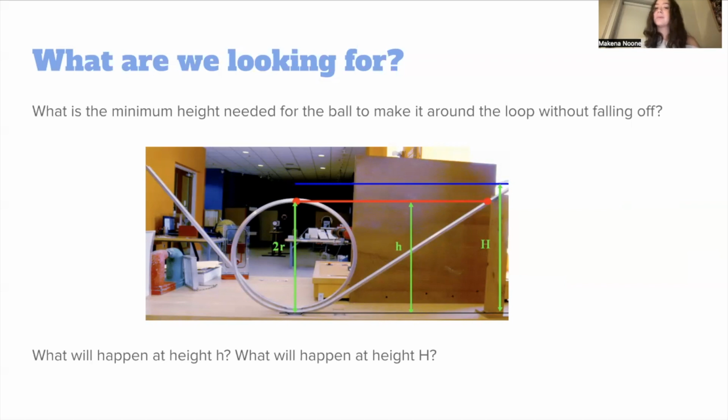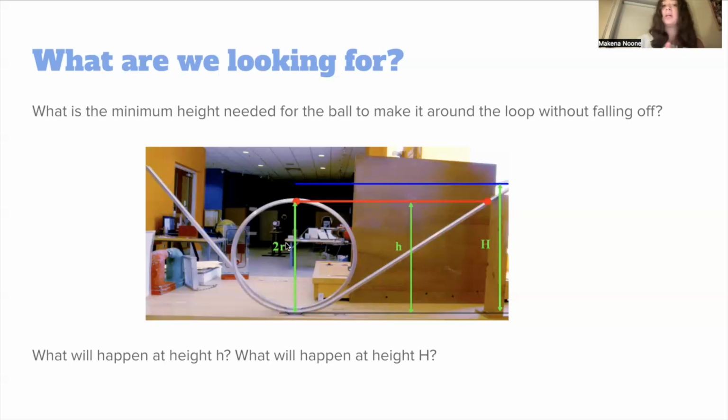To represent this concept of the loop-the-loop, we are going to be doing an experiment that is very similar to it. We are going to be looking at a paper loop-the-loop and looking at a little ball that rolls through the paper and goes through the same loop that a roller coaster would go through. Through this experiment, we are looking at the minimum height needed for the ball to make it around the loop without falling off. Just some concepts to think about before we go into it.